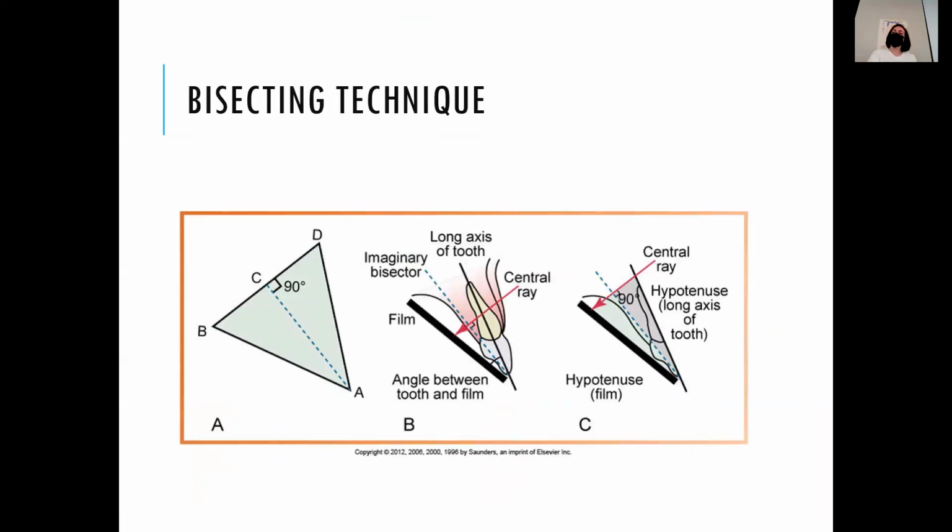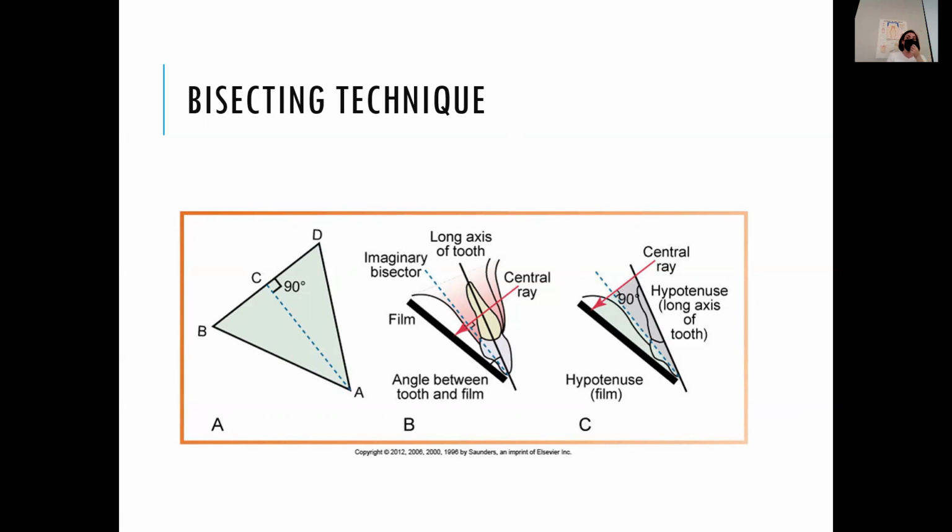Bisecting. So here we have this angle from A to B is the film. From A to D is the long axis of the tooth. And right down the middle, there is an imaginary line called the bisector. It's going to be in various places, and it's something that you have to eyeball. You have to make it up in your head. You have to look at the patient, and you have to look at the trajectory of their tooth and try and get your best guess visualization of where the long axis of their tooth is headed, where you've placed the sensor, and then you have to cut it in half.